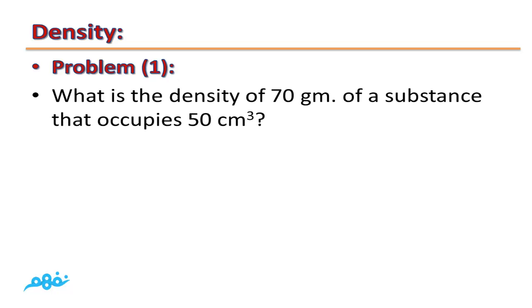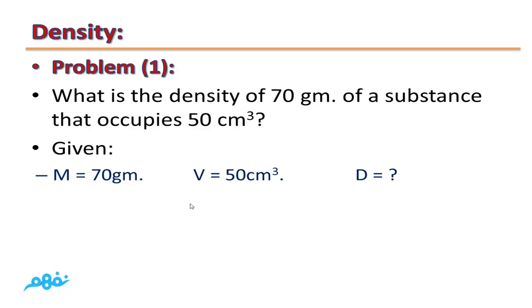The question is, what is the density of 70 grams of a substance that occupies 50 cubic centimeters? To solve any problem, we have first to write the givens. Our givens in this case: mass is 70 grams. We know this number is related to mass because its measuring unit is gram. The substance occupies 50 cubic centimeters, so this is the volume, and density is unknown.